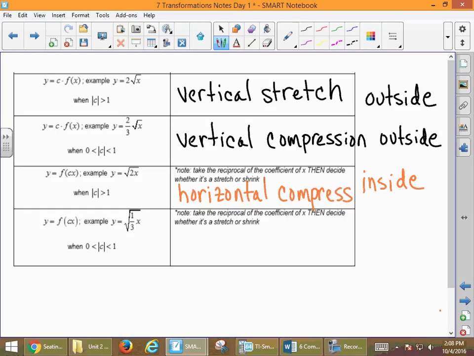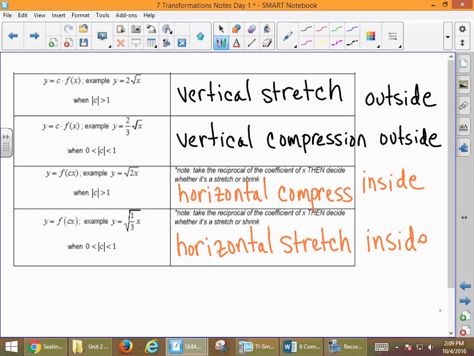But if we happen to have a fraction already, like we do on our last example here in our chart, we know that this is still going to be a horizontal change. We can probably guess that it's going to be a stretch. But once again, what we do to determine that is we take the reciprocal of, in this case, the 1/3. Reciprocal means that we're going to flip that fraction, so it would become 3/1. And that means then we would have a horizontal stretch by a factor of 3 if you're looking at the square root function.